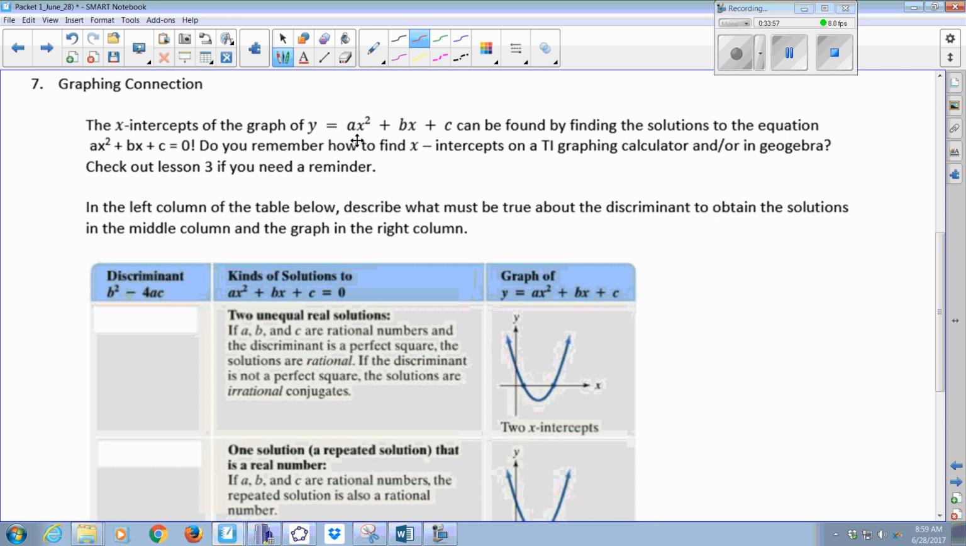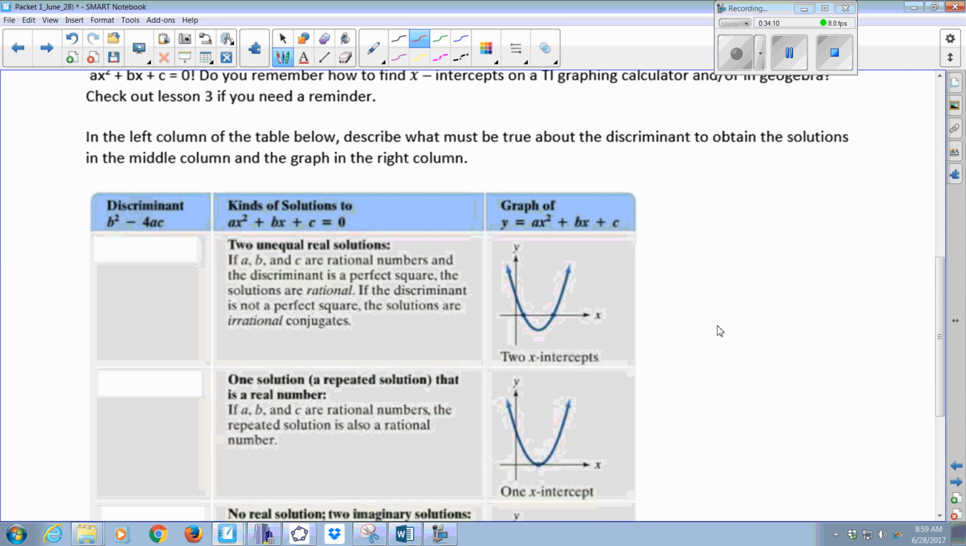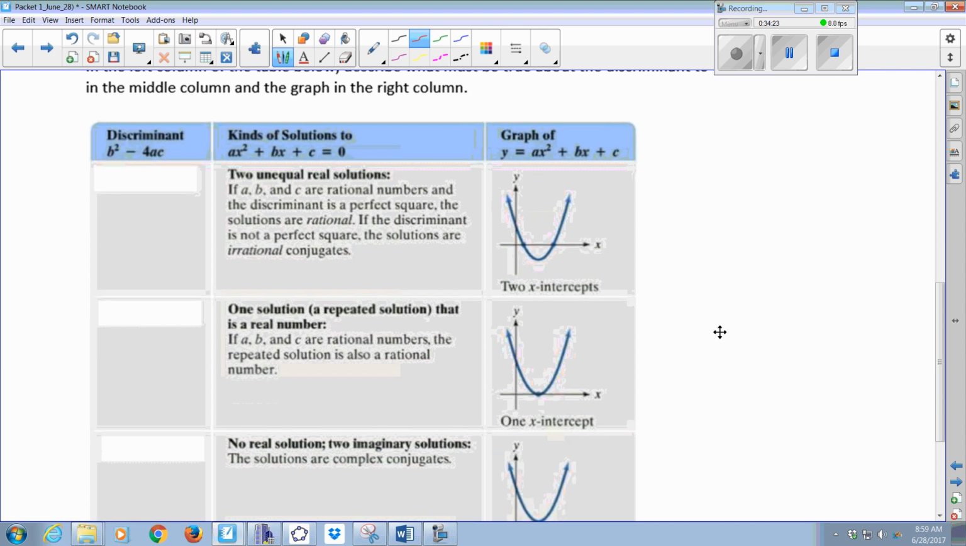So do you remember how to find X-intercepts on either your TI graphing calculator and/or in GeoGebra? If not, check out lesson 3 and you'll have a reminder. So let's take a look here. In the left-hand column of the table below, describe what must be true about the discriminant in order to obtain the solutions in the middle column in the graph in the right column. Okay, so I'm going to give you a few minutes to fill this in, and then I will turn the video back on with the left-hand column filled in.